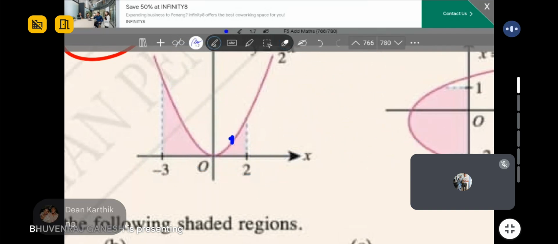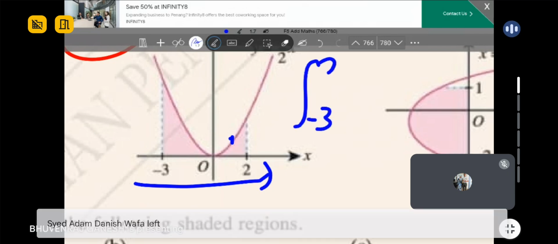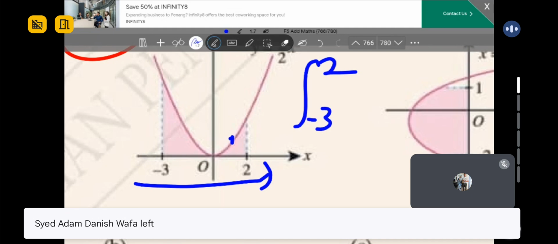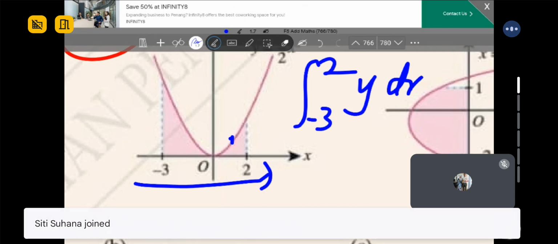Okay, so what does it mean? Not only in terms of the modulus, you can actually integrate directly. You can integrate directly because there is no negative area. You don't have any negative area. So you can directly integrate y dx. Do you understand, guys? Can you understand?